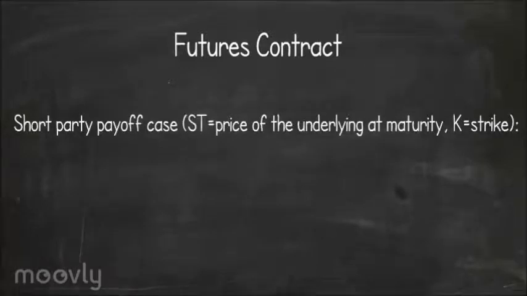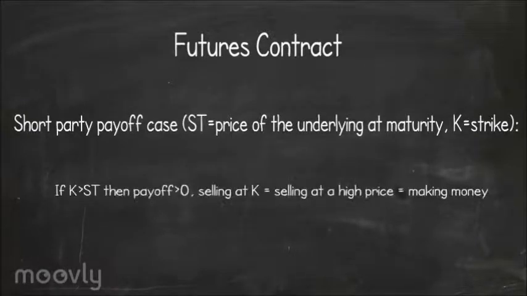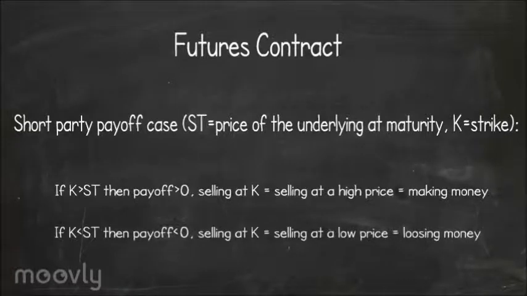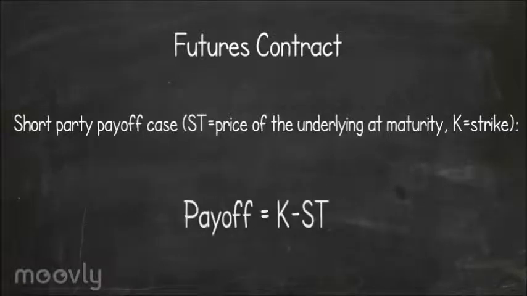The short party makes money when the price of the underlying at maturity is lower than the strike, meaning when he or she sells high. He or she would lose money when it's the other way around, which means that the payoff of a short future contract is K minus ST.